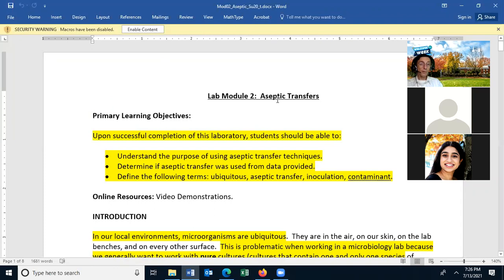So Lab Module 2, learning about aseptic transfers. Upon successful completion, you should be able to understand the purpose of using aseptic transfer techniques, be able to determine if aseptic transfer was used from the data provided, and define the following terms: ubiquitous, aseptic transfer, inoculation, and contaminant.